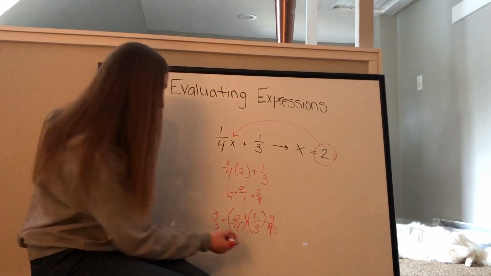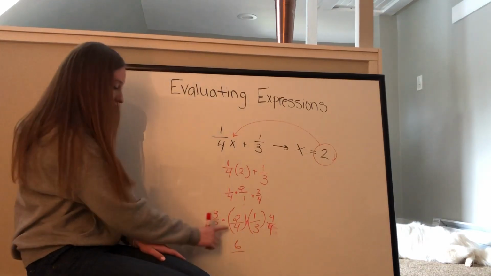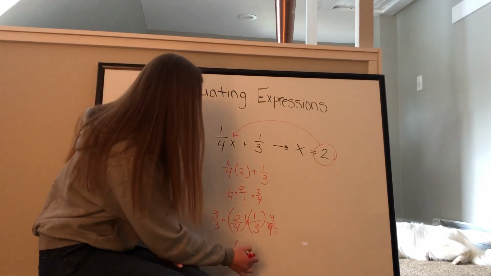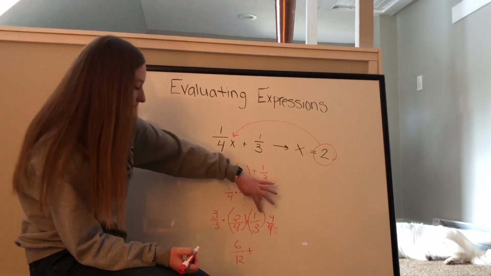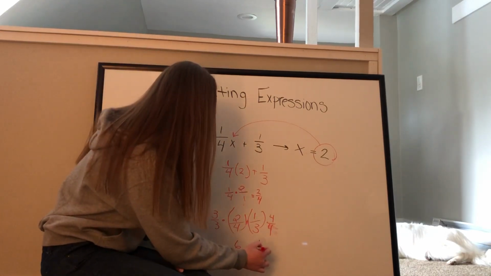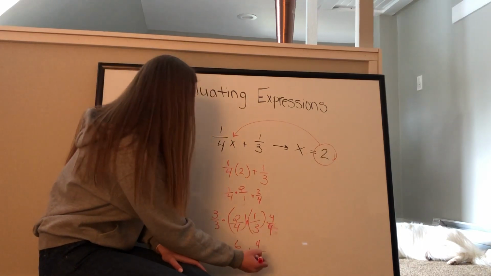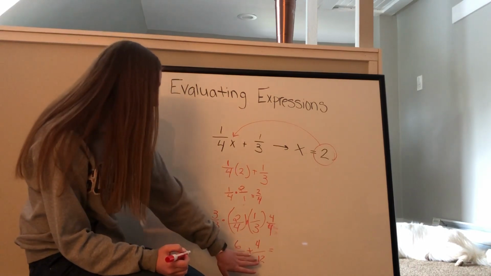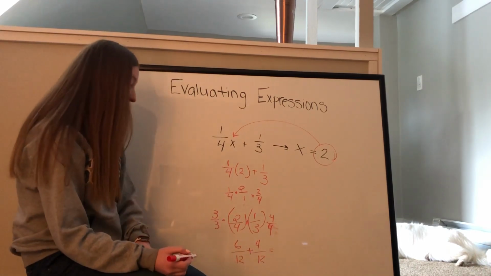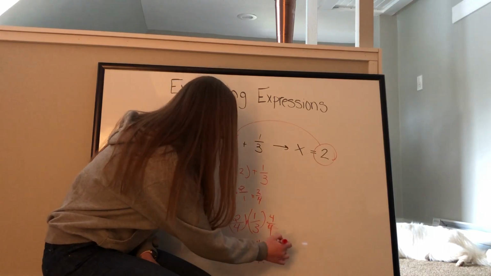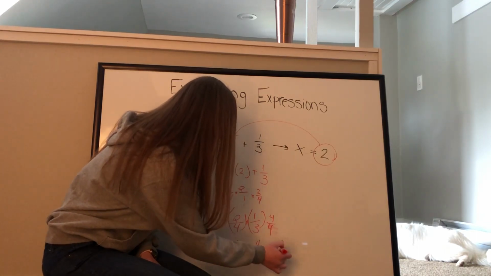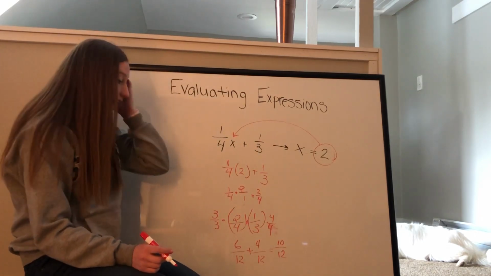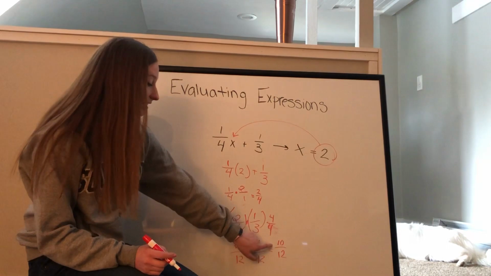So 2 times 3 is 6. 3 times 4 is 12. I have my addition sign, so I'm going to keep that. 4 times 1 is 4, and 4 times 3 is 12. So now I have 6/12 plus 4/12, which means I'm going to add it together. So I get 10/12. Now, if 10/12 is my answer, I still have to simplify because this is not simplified.